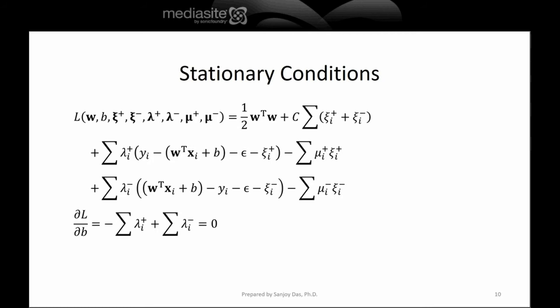Differentiating with respect to b, b is here, so we have only lambda i plus here, and we have b here again, and there's a lambda i minus, so what we get is minus summation lambda i plus, summation lambda i minus equals 0, whence we obtain summation of lambda i plus minus lambda i minus equals 0.